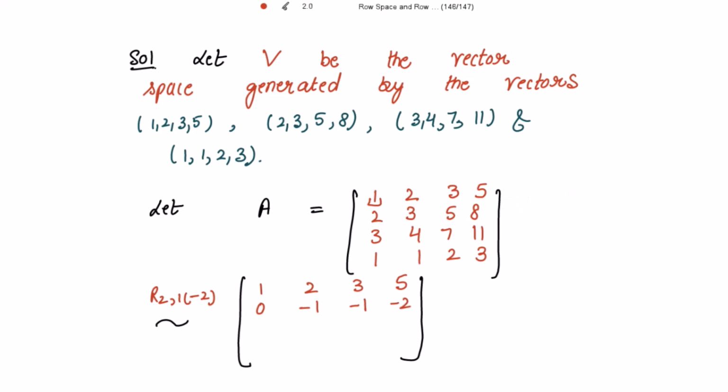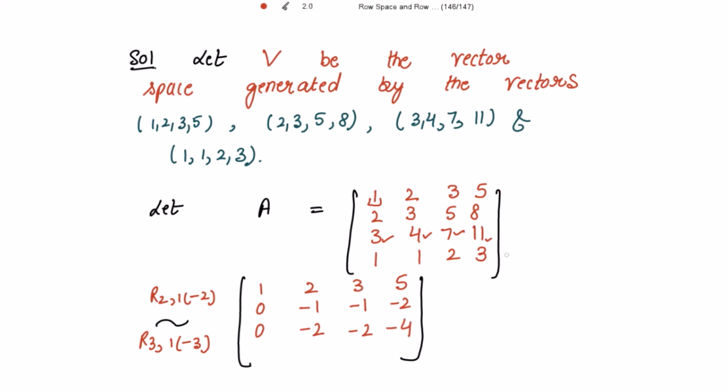And then the next operation, row 3 is changed by adding its elements to row 1, but row 1 should first be multiplied with -3, so that I get 0 over here. 1 is multiplied with -3, we get -3, and adding this to 3, we get 0. 2 times -3 is -6, and adding this to 4, we get -2. 3 times -3 is -9, and adding this to 7, we get -2. 5 times -3 is -15, and adding this to 11, we get -4.